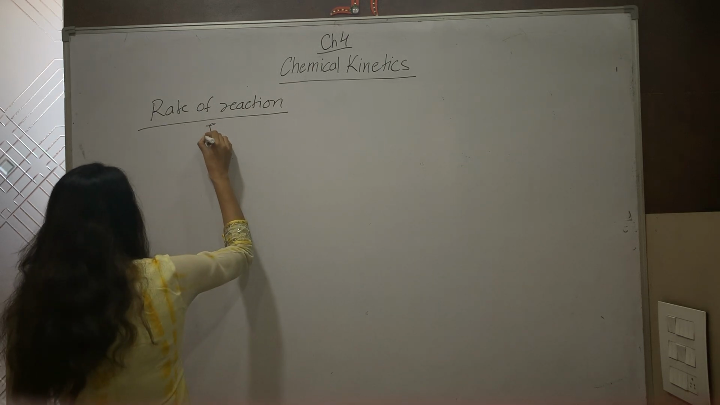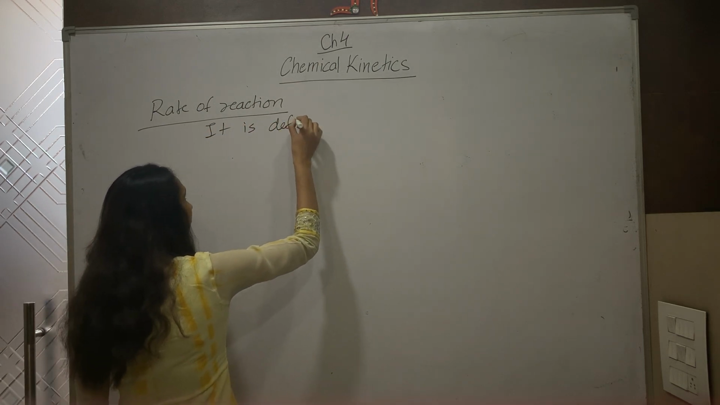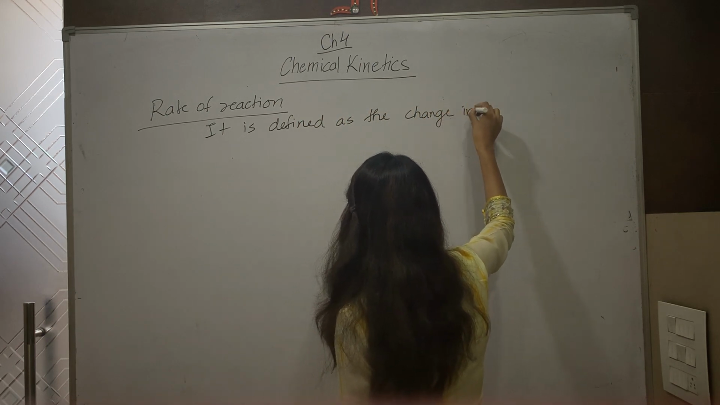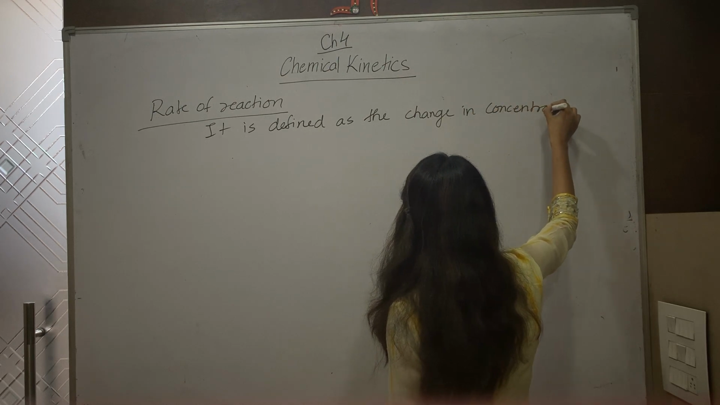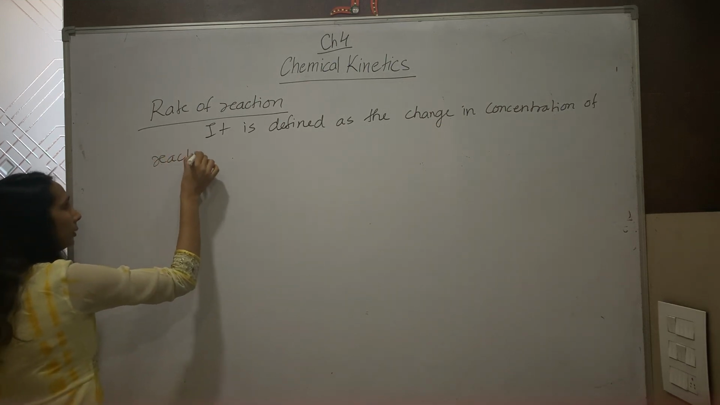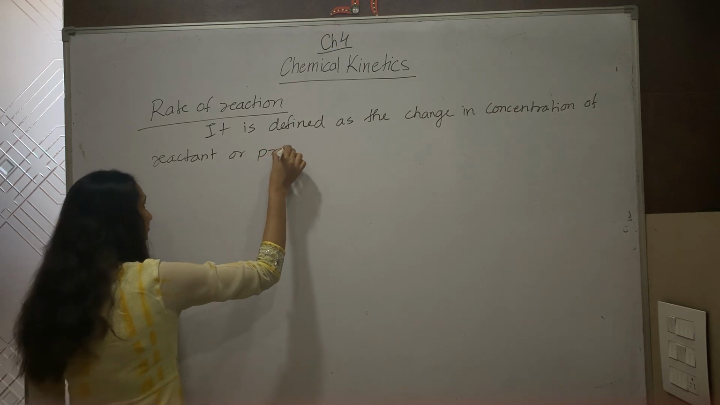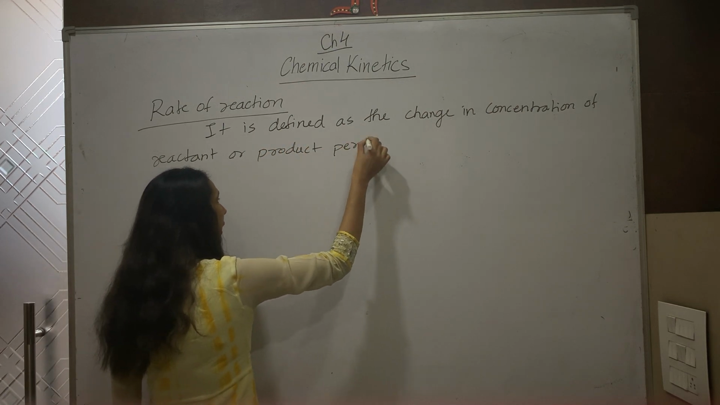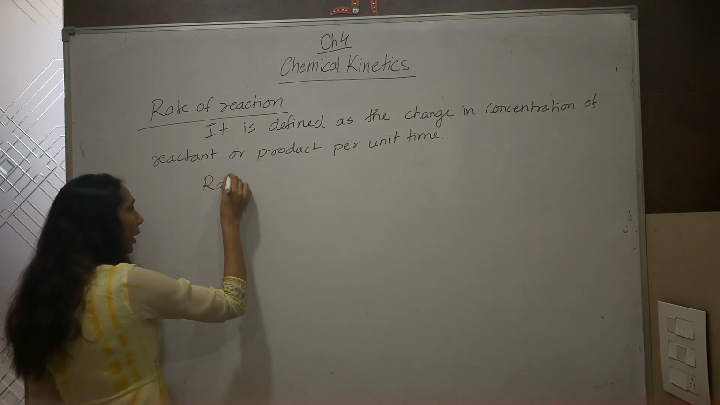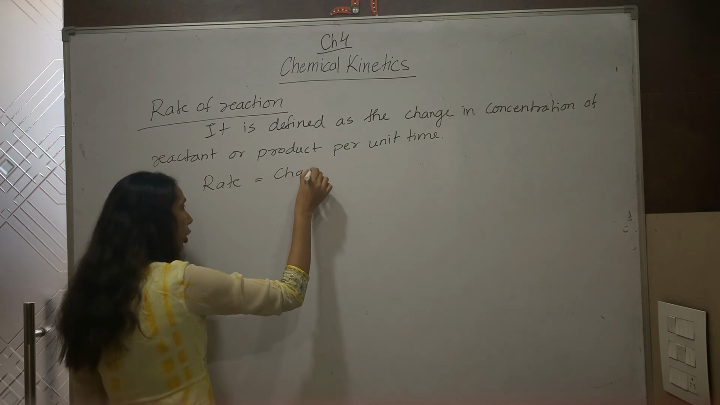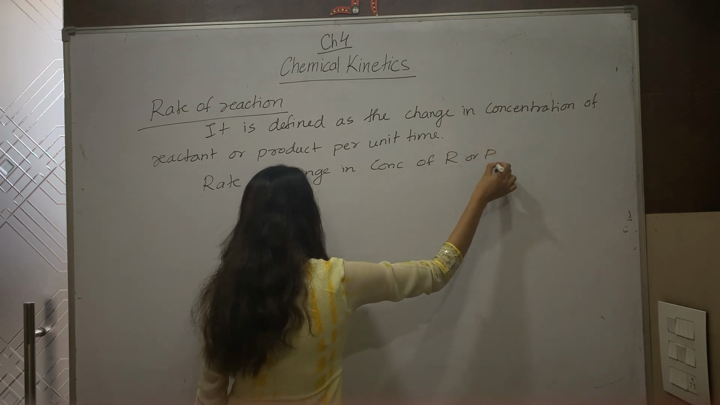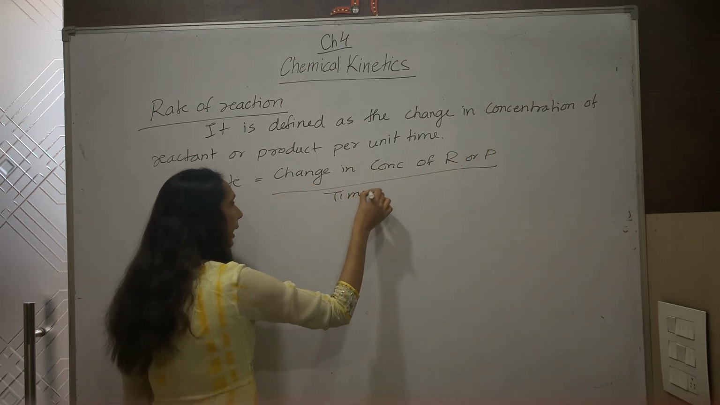Rate of reaction is defined as the change in concentration of reactant or product per unit time. So we can write the formula as: rate of reaction is equal to change in concentration of reactant or product upon time taken.